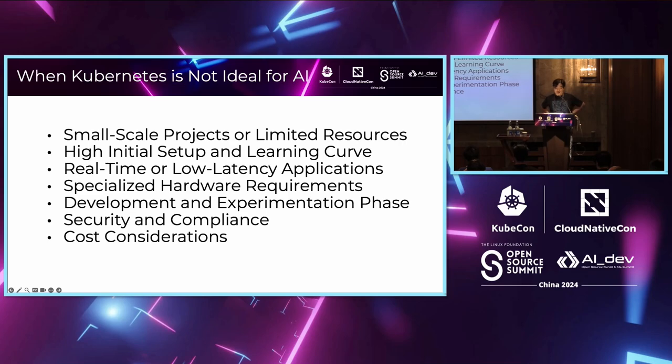For real-time or low-latency applications, I will talk about how we can overcome this requirement. But the thing is that if you really need real-time, low-latency applications, Kubernetes is not ideal, or you have to build multiple Kubernetes clusters in the places where your end users are located. For example, in Hong Kong, in the US, in Japan, everywhere your end users are.